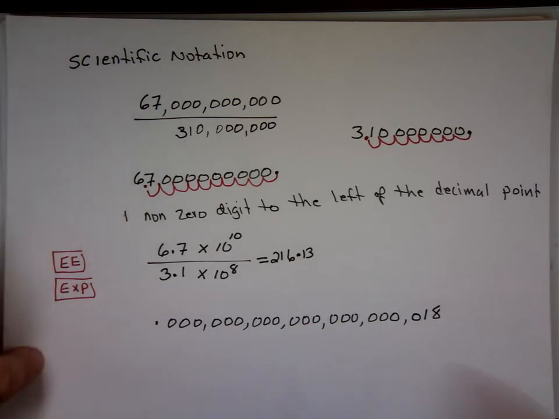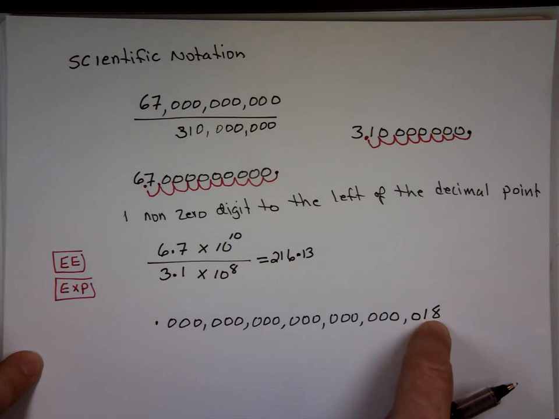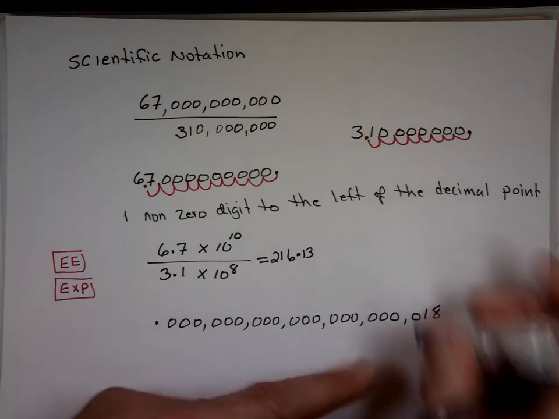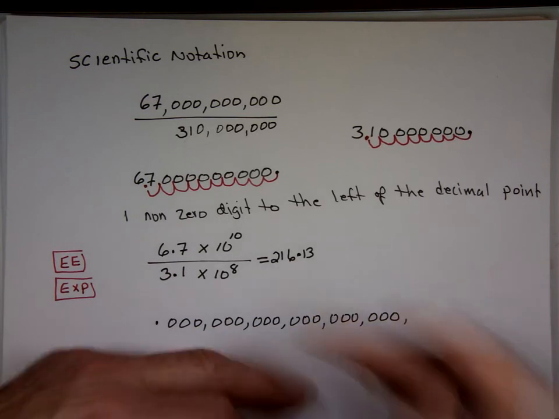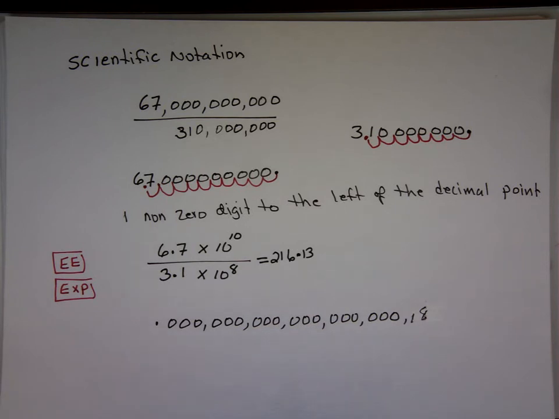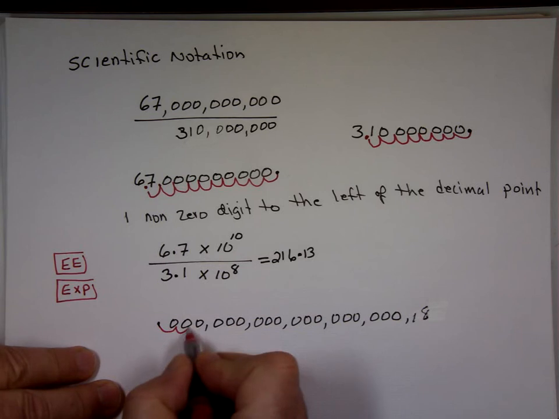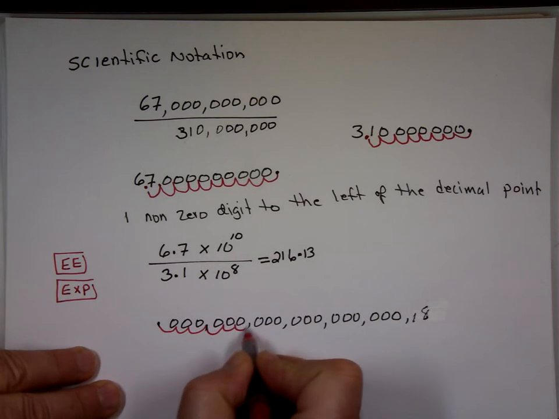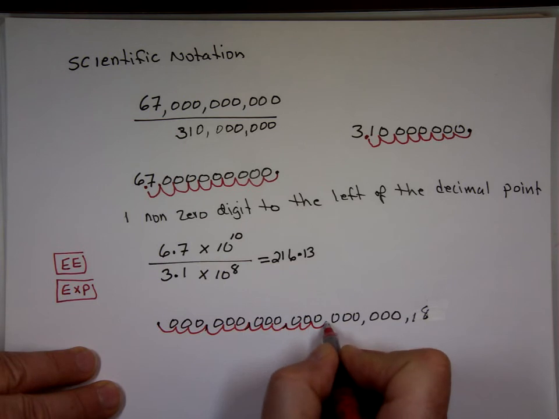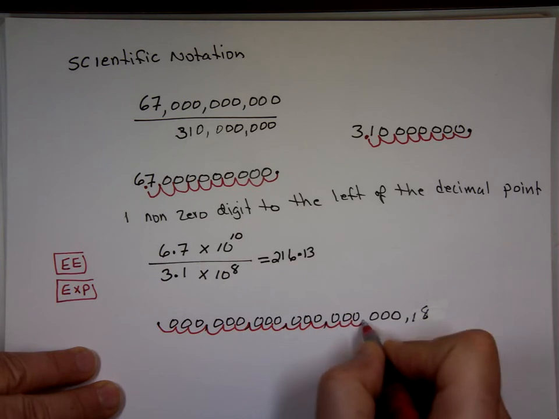So now I got to move that decimal point how many places? I got to move it all the way to here. Actually, I don't have the last 0 here. 1,8, not 0,8. The charge of an electron, 1,8. So I got to move my decimal point how many places? Let's see. 1, 2, 3, 4, 5, 6, 7, 8, 9, 10, 11, 12, 13, 14, 15, 16, 17, 18, 19. I got to stop right here.